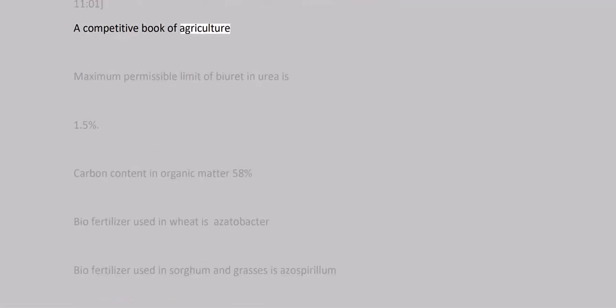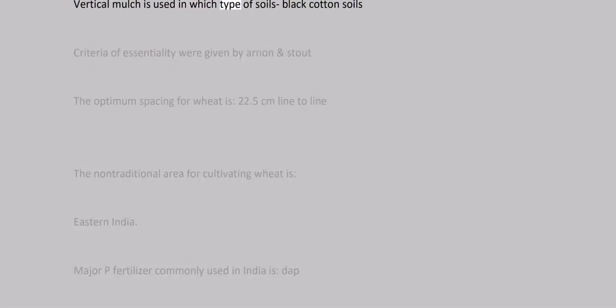1101, a competitive book of agriculture. Maximum permissible limit of biuret in urea is 1.5%. Carbon content in organic matter 58%. Biofertilizer used in wheat is Azotobacter. Biofertilizer used in sorghum and grasses is Azospirillum. Vertical mulch is used in which type of soils? Black cotton soils. Criteria of essentiality were given by Arnon and Stout.